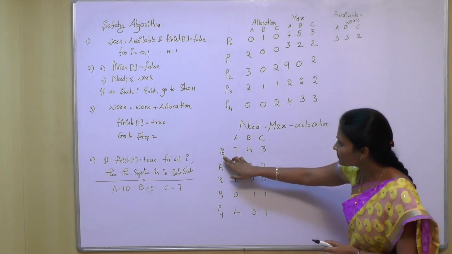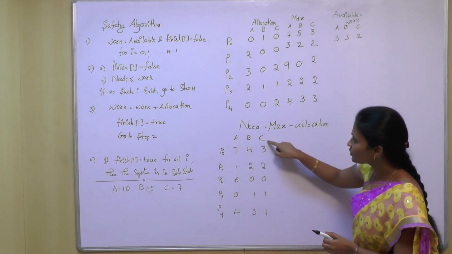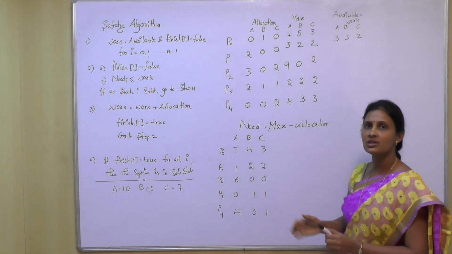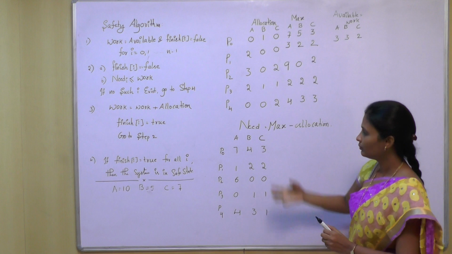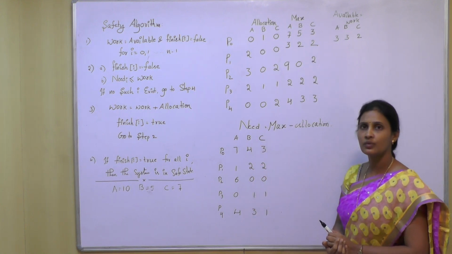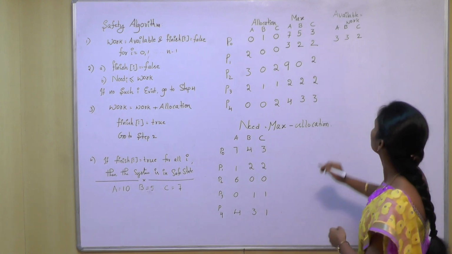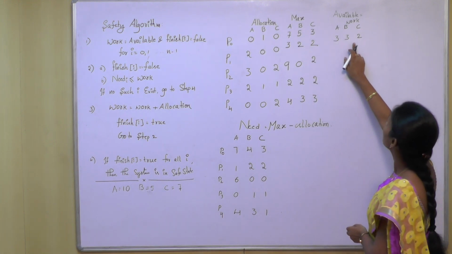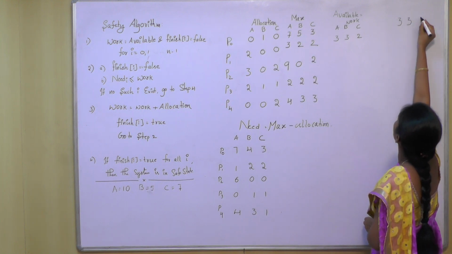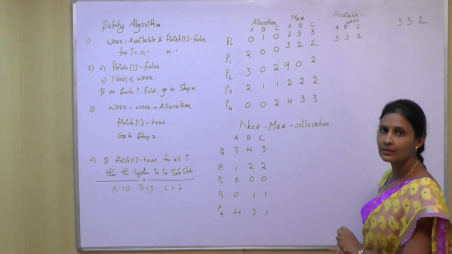So now for the process P0, for these three types of resources A, B, C, these are the need of the process to finish the execution. Now we will see whether all these processes are in a safe sequence or not. First see that the available resources are 3, 3, 2.